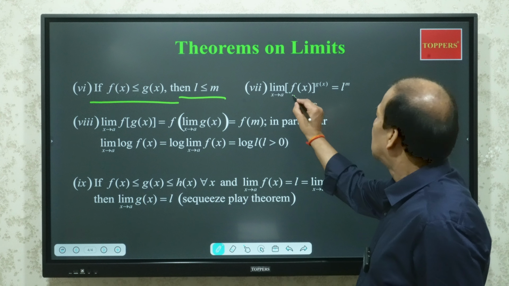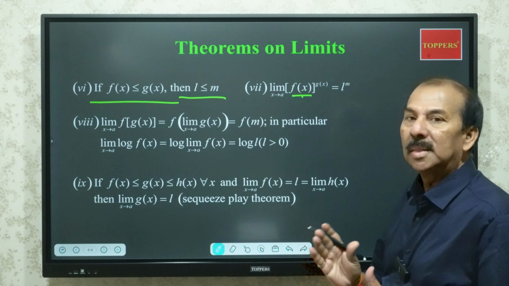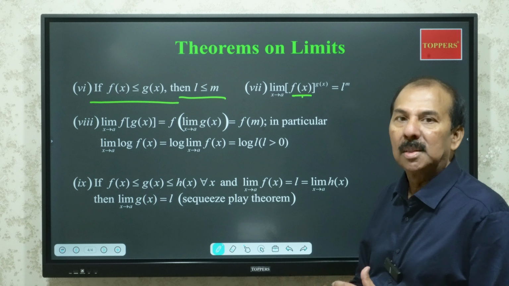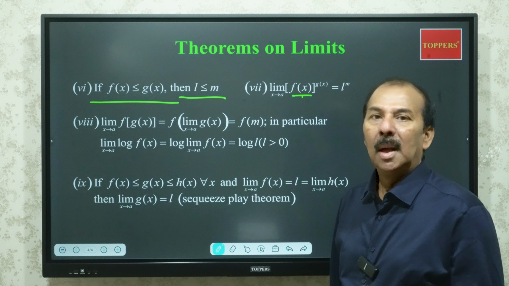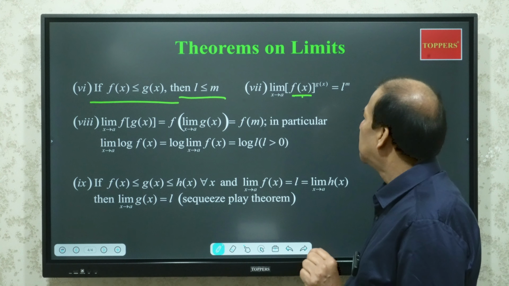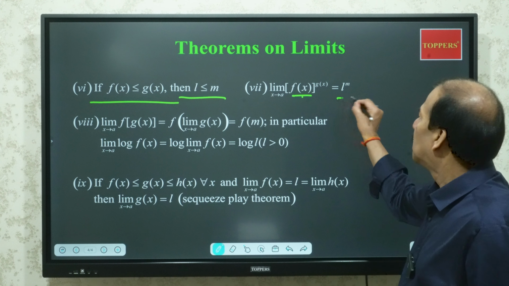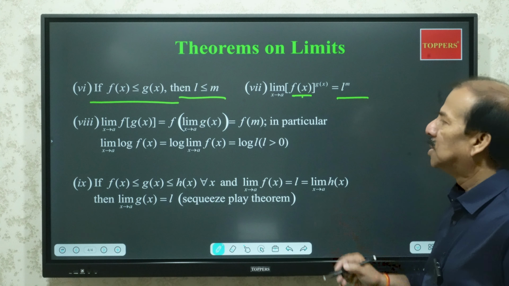Similarly, if f of x is raised to the power g of x, then what is the limiting value of that new function, f of x to the power g of x? In that case, the limiting value of f of x to the power g of x when x tends to a will be equal to L to the power m.